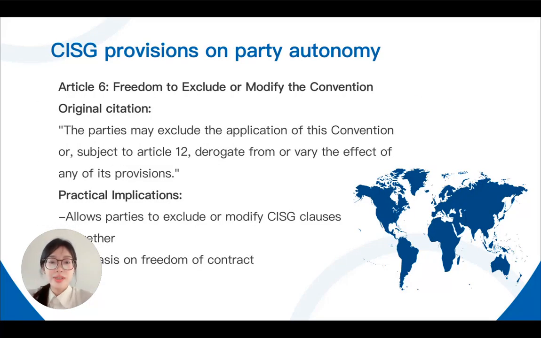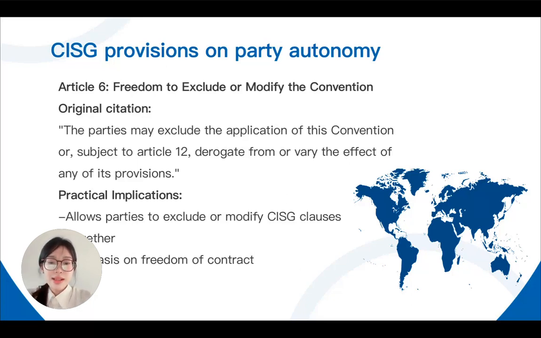CISG provisions on party autonomy. Article 6: freedom to exclude or modify the Convention. Article 6 of the CISG explicitly recognizes the principle of party autonomy. The parties may exclude the application of this Convention or, subject to Article 12, derogate from or vary the effect of any of its provisions.